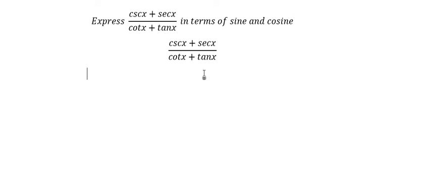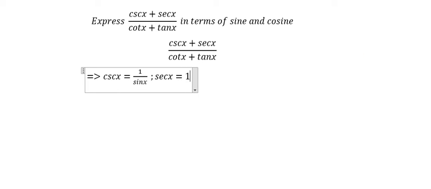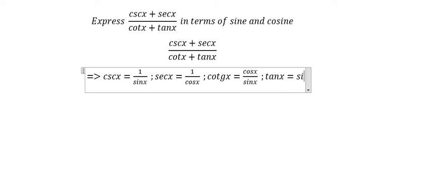We need to know the formulas to convert cosec, sec, cot x, and tan x. So I will show the formula. Cosec x is 1 over sine x, and sec x is 1 over cosine x. Cot x is cosine x over sine x. Tan x is sine x over cosine x.